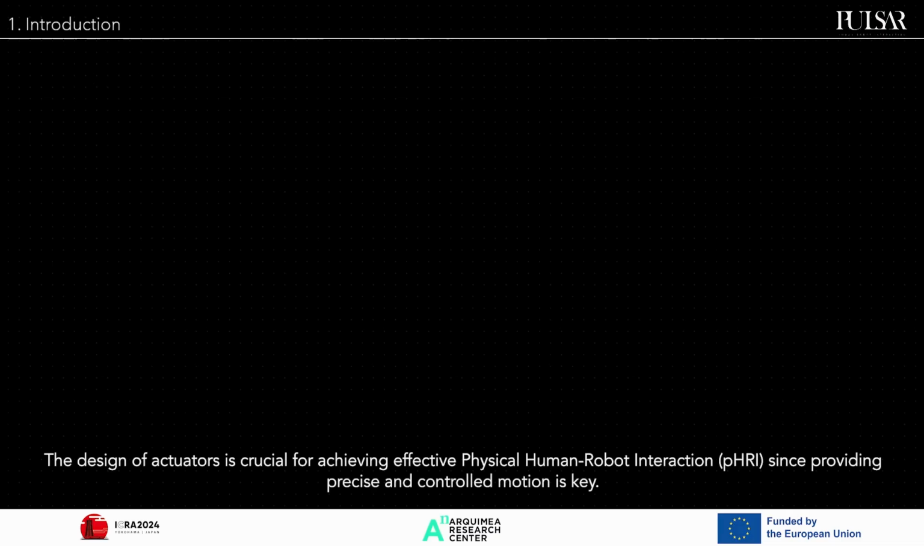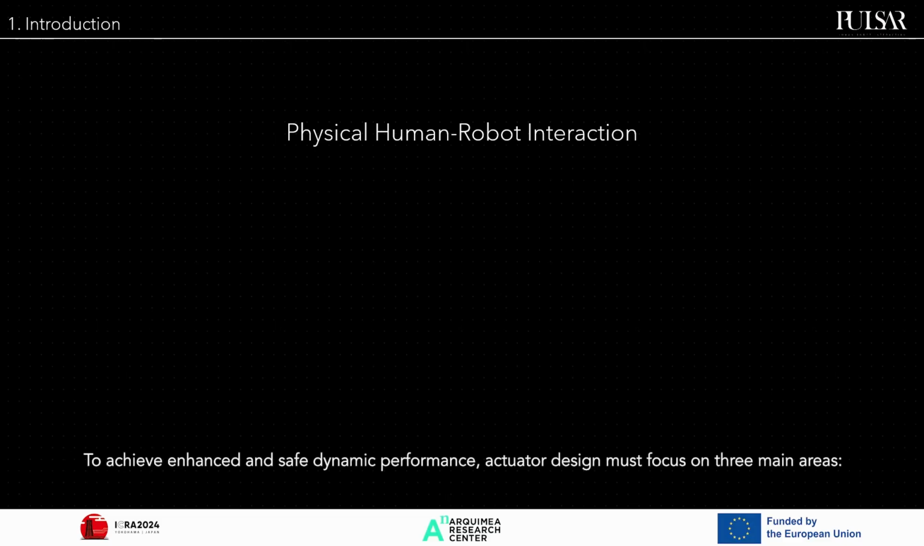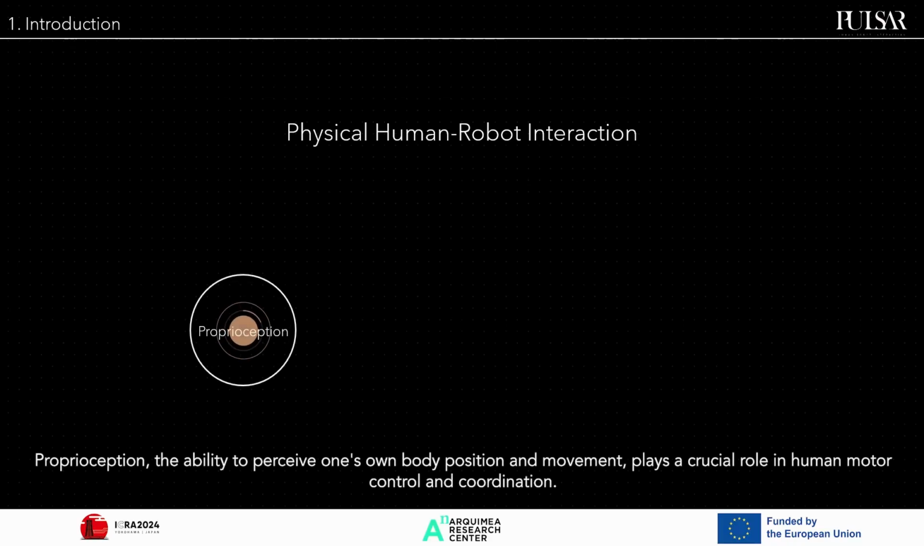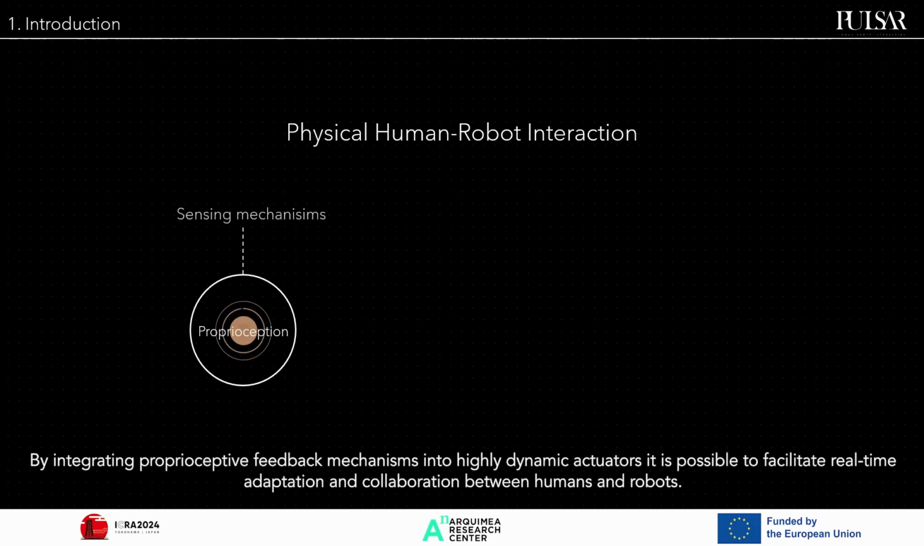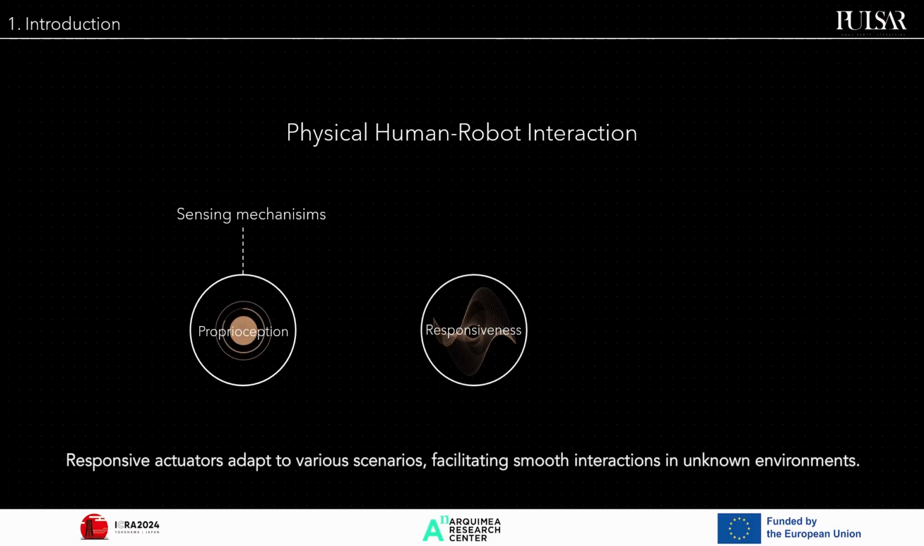The design of actuators is crucial for achieving effective physical human-robot interaction, since providing precise and controlled motion is key. To achieve enhanced and safe dynamic performance, actuator design must focus on three main areas. Proprioception, the ability to perceive one's own body position and movement, plays a crucial role in human motor control and coordination. By integrating proprioceptive feedback mechanisms into highly dynamic actuators, it is possible to facilitate real-time adaptation and collaboration between humans and robots. Responsive actuators adapt to various scenarios, facilitating smooth interactions in unknown environments.